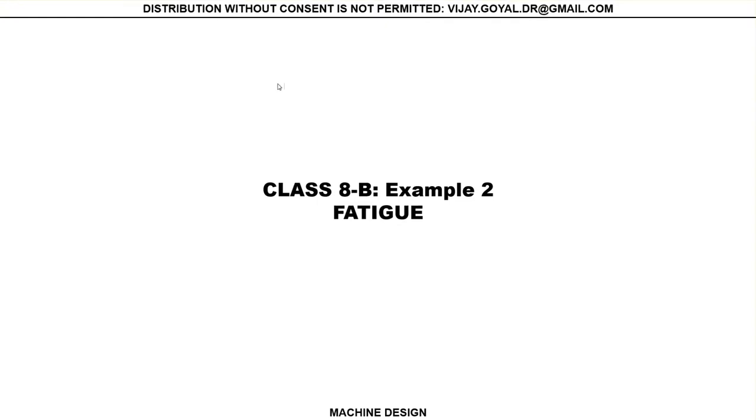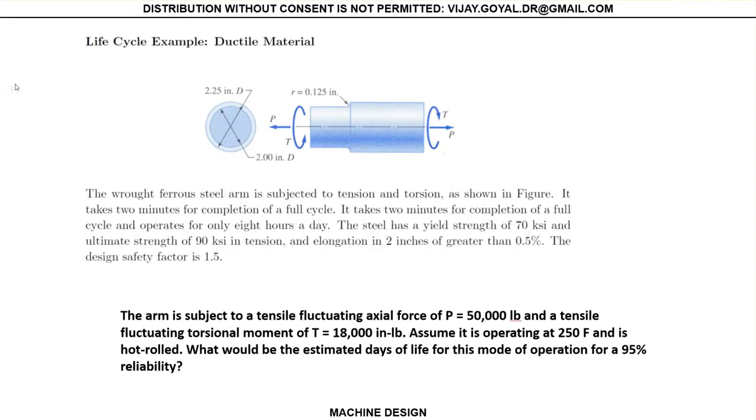In this example, number 2 is basically the same example we did before, but now we are changing the material to ductile material. This particular material is ductile, and you can see that your sigma yield in tensile is 70 KSI, and your ultimate is 90 KSI. So all the problem is basically the same as the previous example.